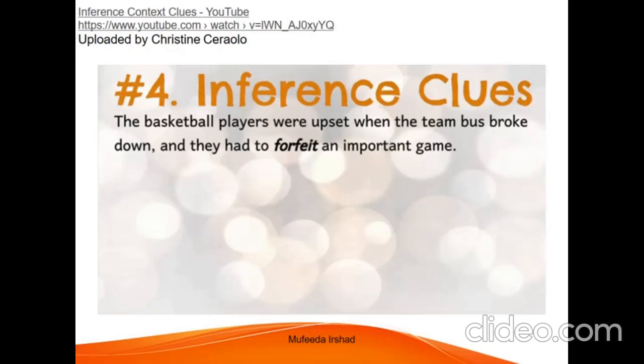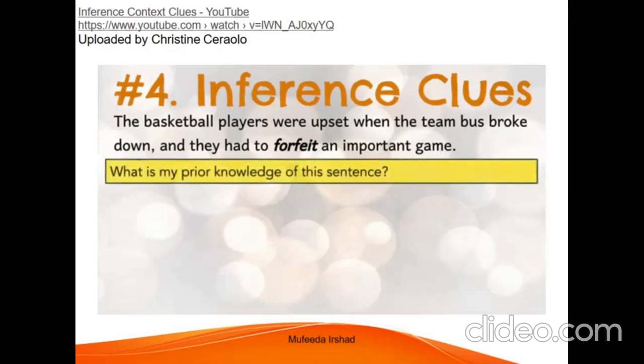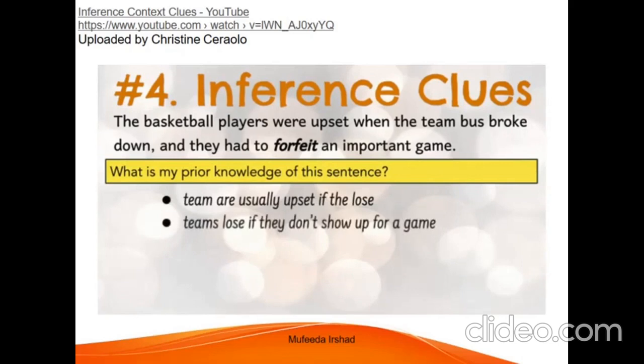Number 4, the basketball players were upset when the team bus broke down and they had to forfeit an important game. The first thing I need to do is activate my prior knowledge. So what do I already know about in this sentence? Well, I know that teams, basketball teams, any team, are usually upset if they lose. I also know that teams lose if they don't show up for a game. So I'm looking for some evidence in here to support what forfeit might mean.